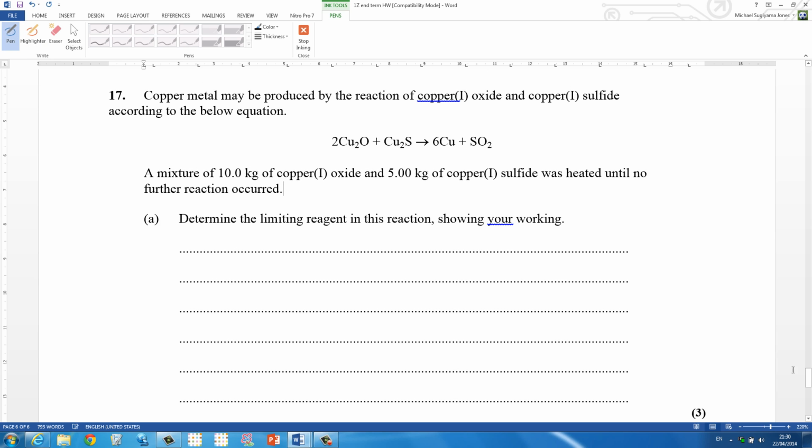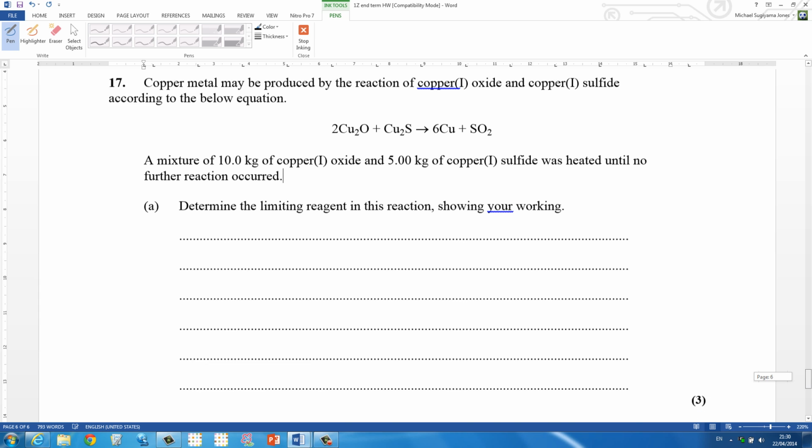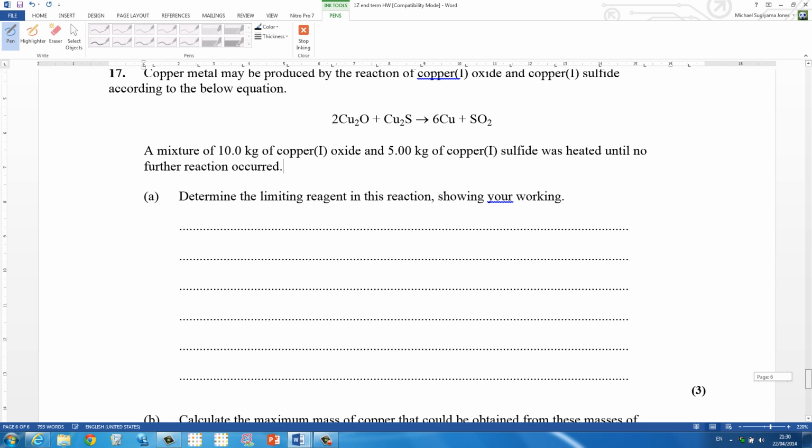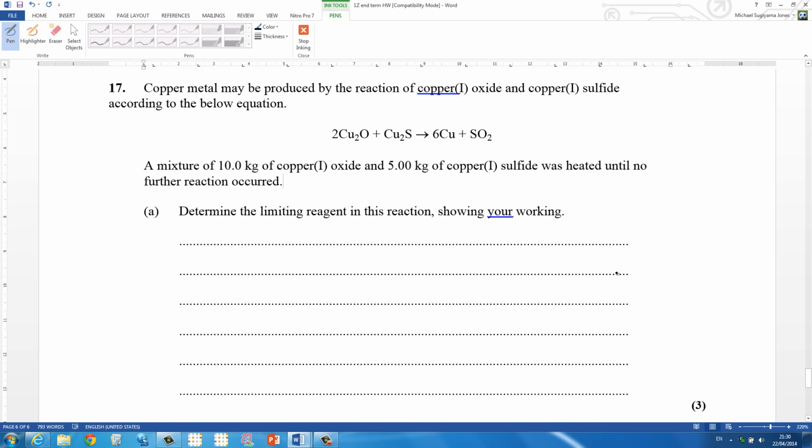Okay, so here's a limiting reactant question, and it's copper metal may be produced from the reaction of copper oxide and copper sulfide according to this equation here. So we have 10.0 kilograms of copper oxide and 5.00 grams of copper sulfide. Now what I would do is change from kilograms to grams. I think you can minimize your errors by doing that. So go from kilograms to grams, and you end up with Cu2O.